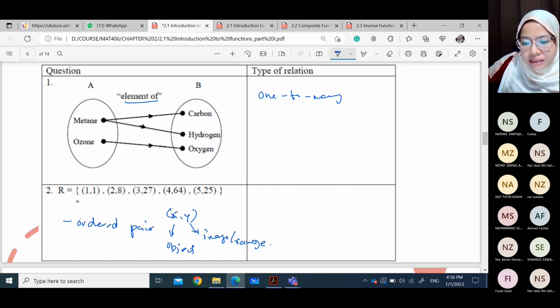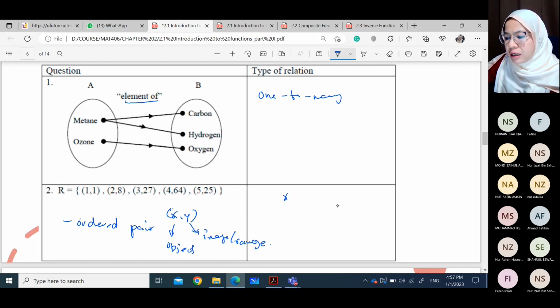Okay, so this one, kalau tak biasa yang ini, kita juga boleh bentukkan dalam bentuk arrow diagram. Okay, so let's say we have X, so X is object, Y is images. So in object we have 1, 2, 3, 4, and 5. And in Y we have 1, 8, 25, 27, and 64. Okay, so kita mapkan dia.